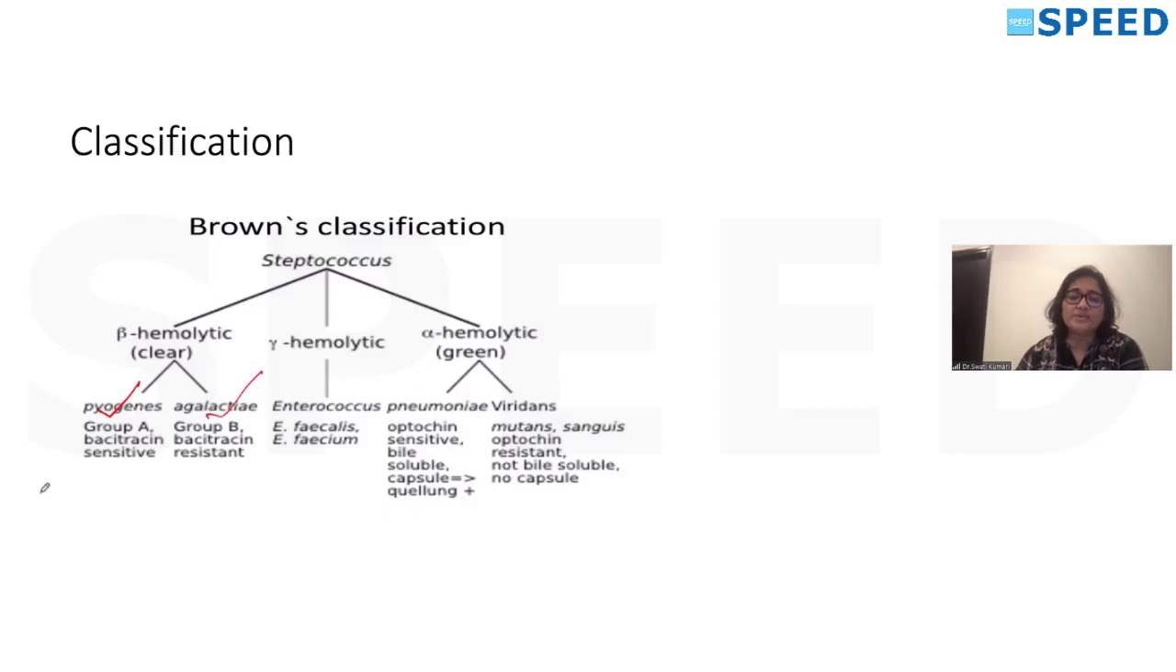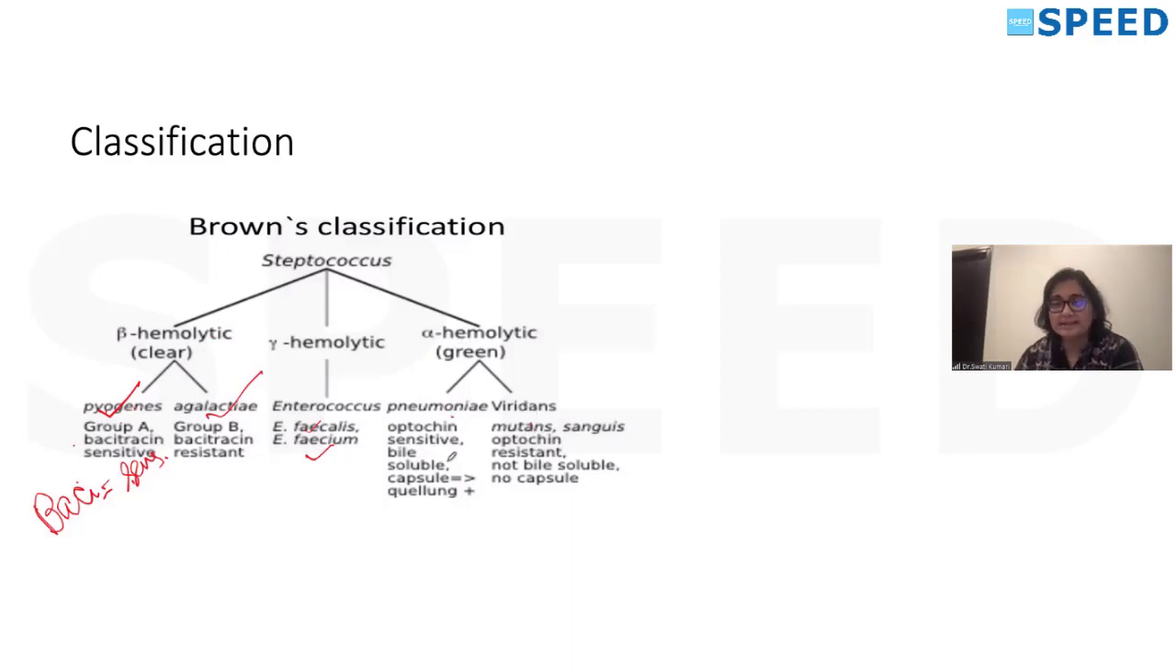The more pathogenic organisms in beta hemolytic are pyogenes and agalactiae. Pyogenes will be bacitracin sensitive, which is your group A. So group A, beta hemolytic, you can further classify on the basis of bacitracin sensitivity. If it's pyogenes, it will be bacitracin sensitive. If it's resistant, it is agalactiae. Apart from that, we'll see gamma hemolytic. We have Enterococcus. The two species we will learn, faecalis and faecium, are more pathogenic to humans. Then alpha hemolytic, you have pneumoniae and viridans.